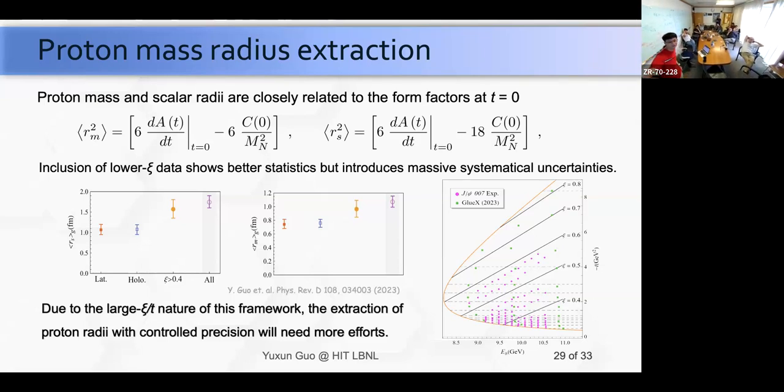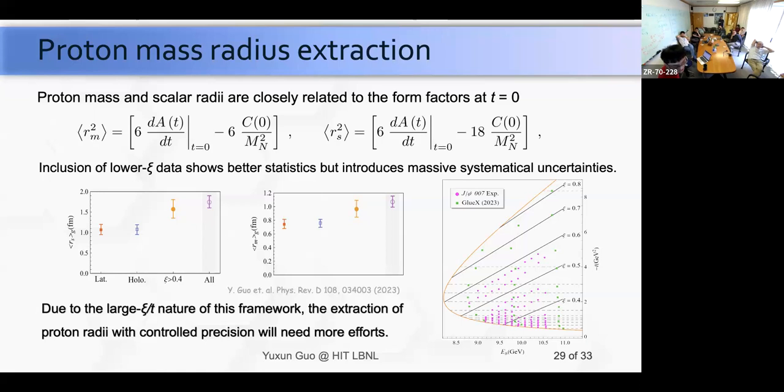The mass form factor is closely related to the derivative of the A form factor and the C form factor at t equals 0. That means you want information on these form factors at t equals 0. And this is actually not very easily constrained using this framework, because this framework is most applicable in the large T or large C region.